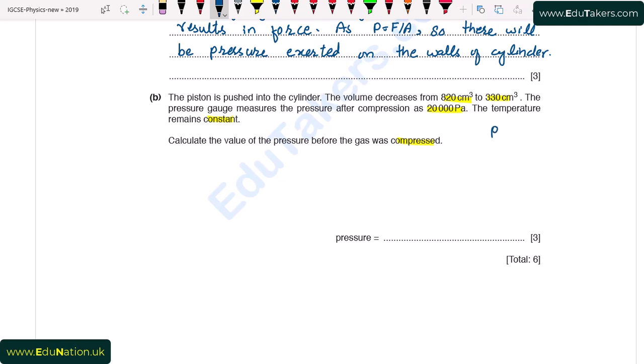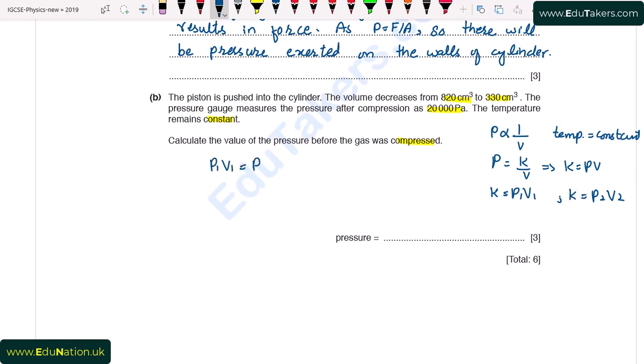According to Boyle's law, pressure is inversely proportional to volume when temperature is kept constant. So I write here P is equal to K over V, where K is equal to PV and K is a constant. When I write for two gases, K is equal to P1 V1 and also K is equal to P2 V2. K is a constant, so P1 V1 will be equal to P2 V2. This is according to Boyle's law.